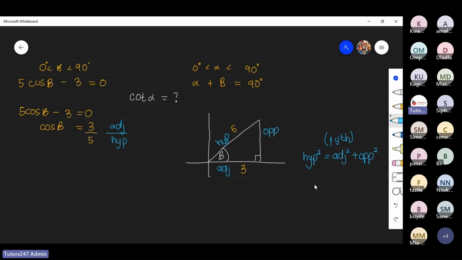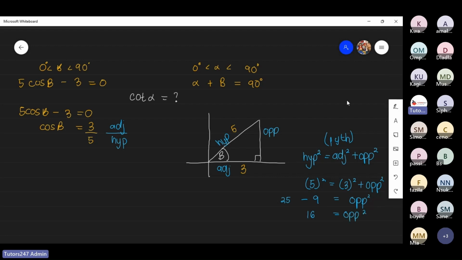Now, we know that our hypotenuse is 5, so we can substitute 5 squared. We know our adjacent is 3, so we can substitute 3 squared, and our opposite is the unknown value. That's what we need to find. So from here, we can move that 3 squared to the other side, so we only have our opposite on this side. 5 squared is going to give us 25. 3 squared is going to give us 9. So 25 minus 9 will give us 16, and that is our opposite squared.